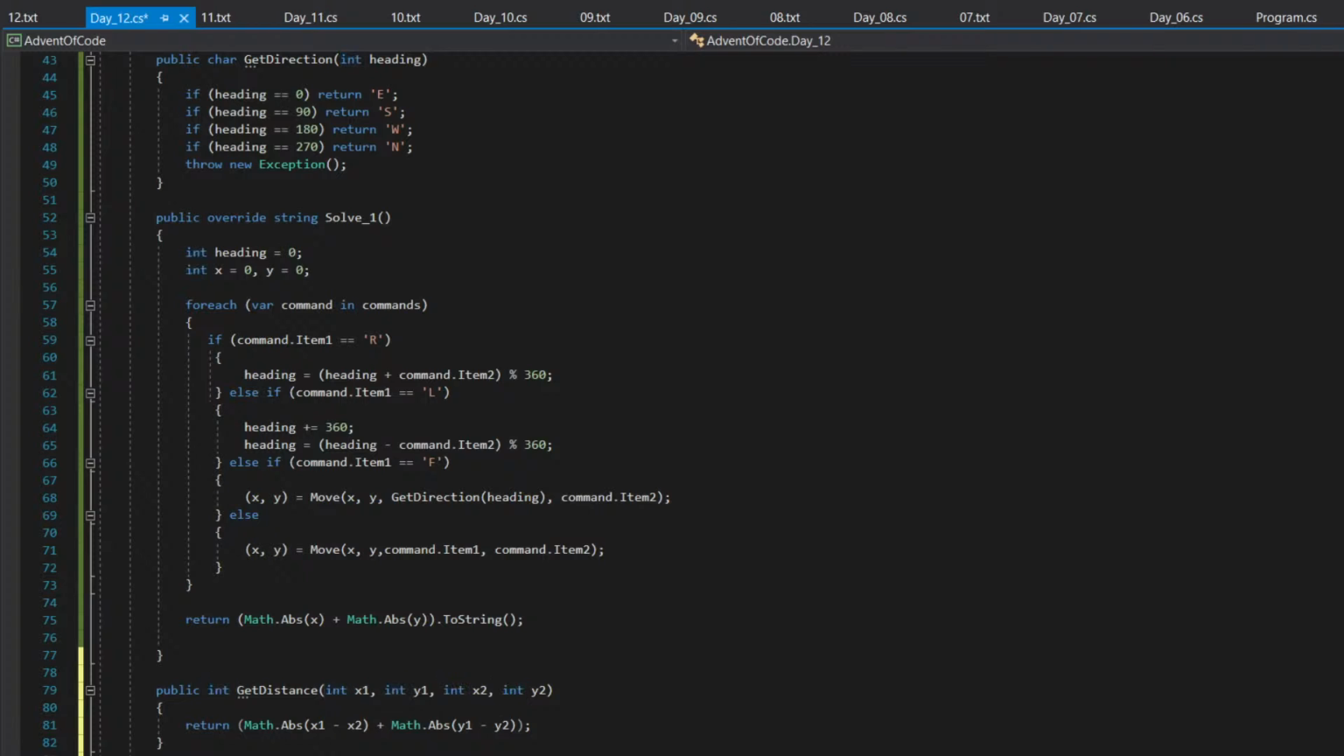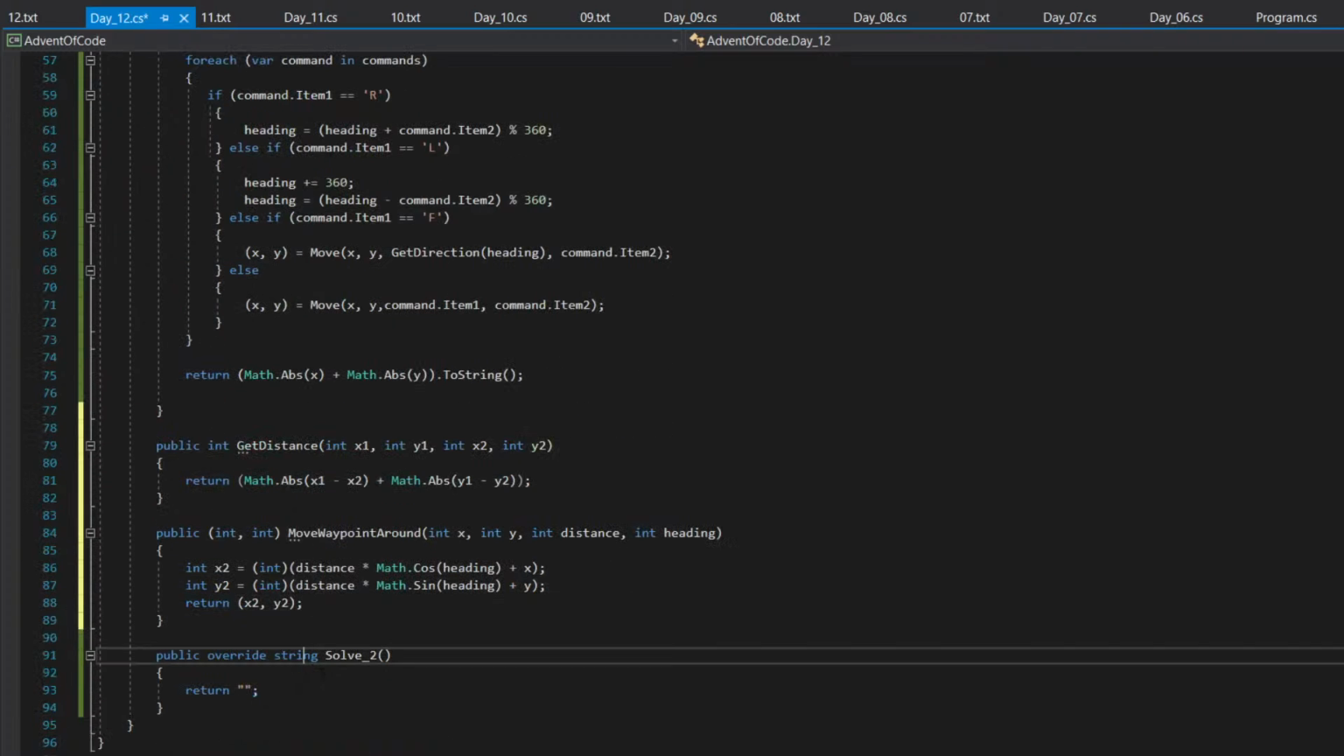Ooh, I wonder how this is going to work with using Manhattan distances with something that's not Manhattan distance. This needs to be sine, x2, y2. Okay, so that's how we move the waypoint around.